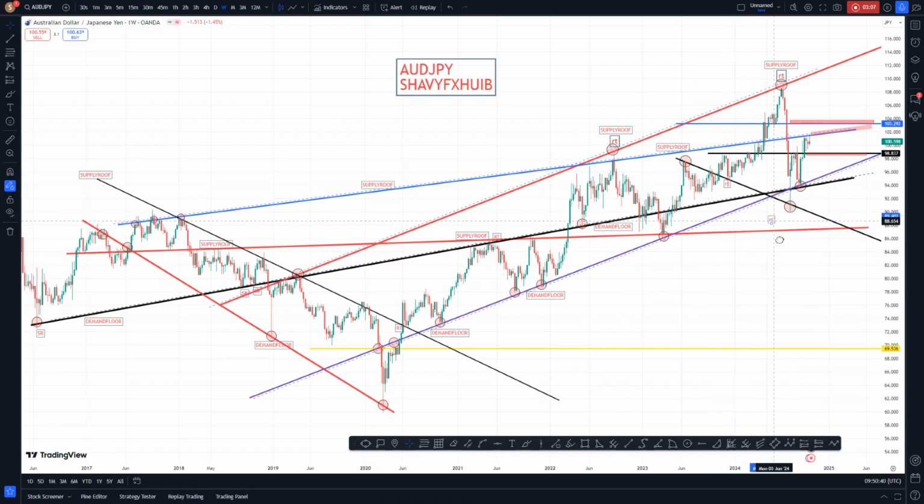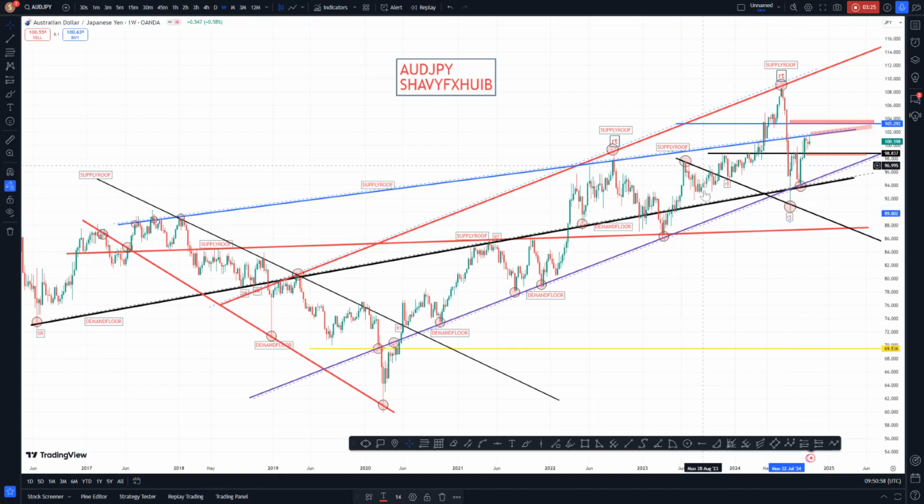Oftentimes when people talk of manipulation in financial markets, there's nothing like manipulation. Market follows structure. So on technical, after this breakout, look at the first retest. And the second retest came in August 2024.